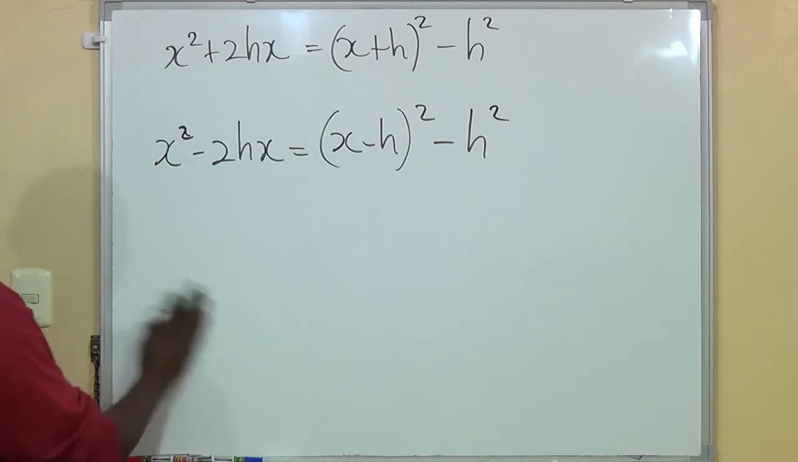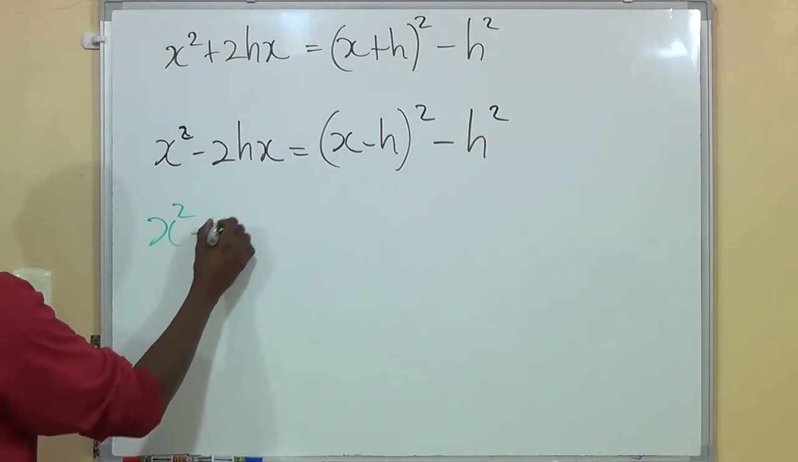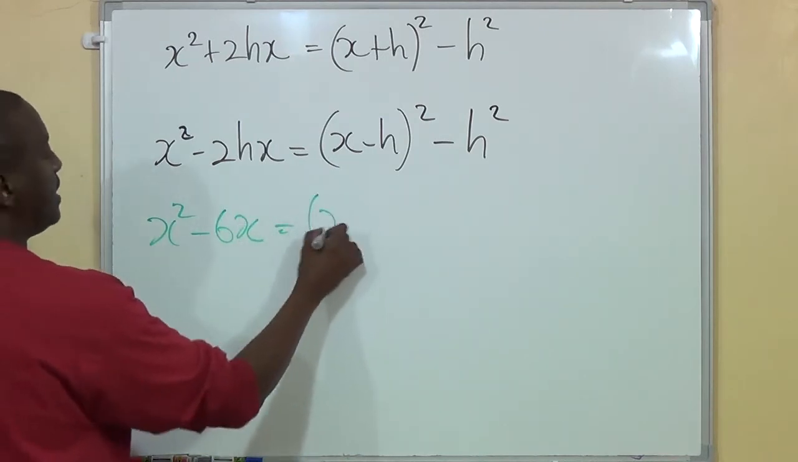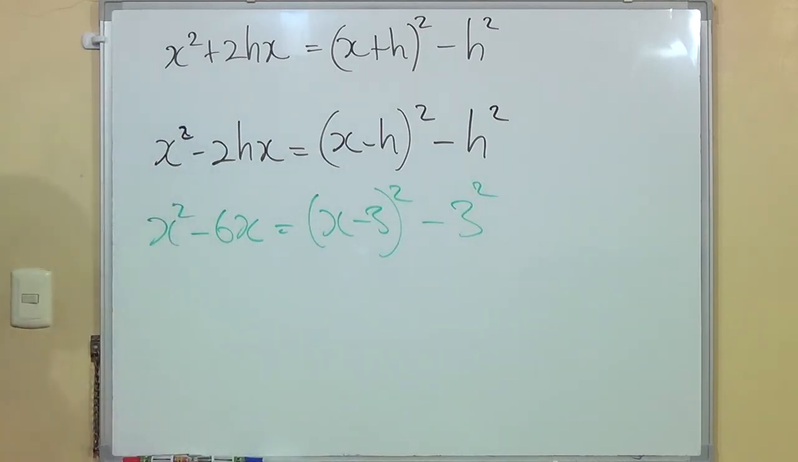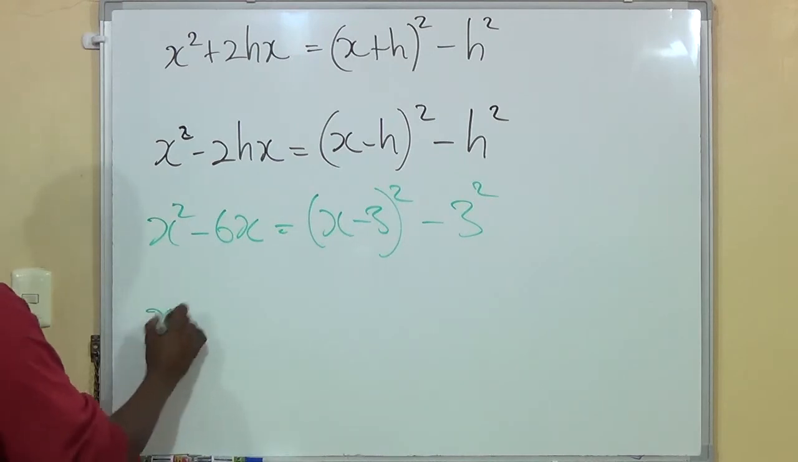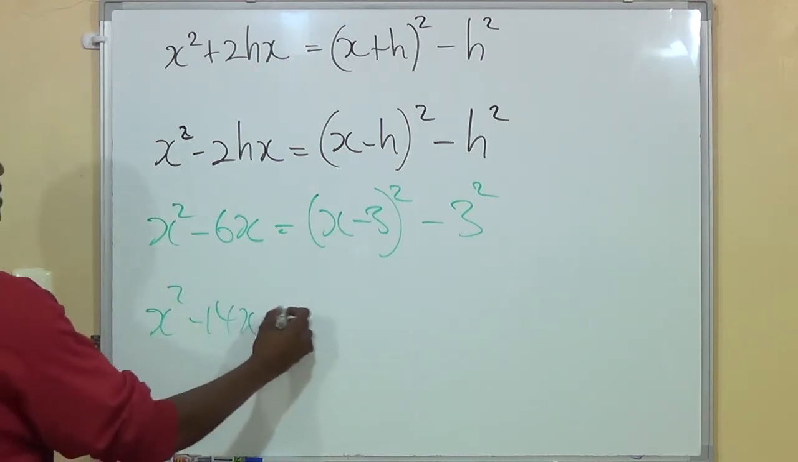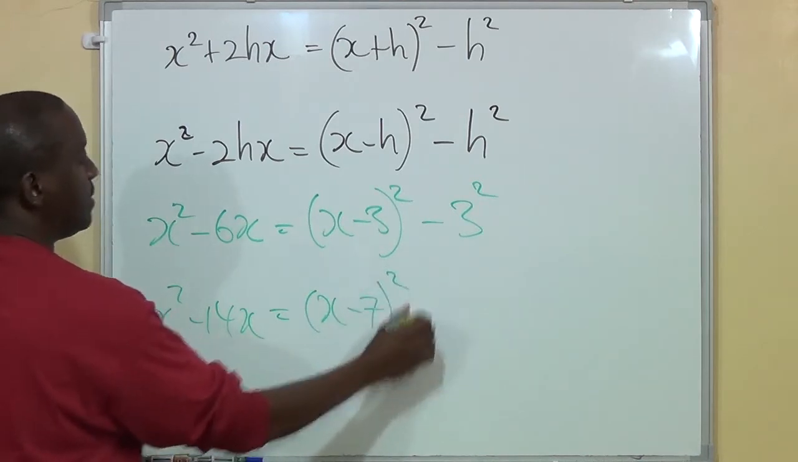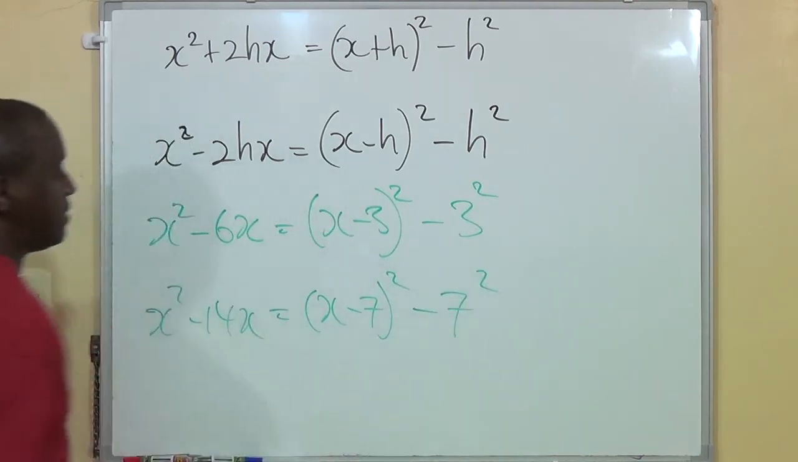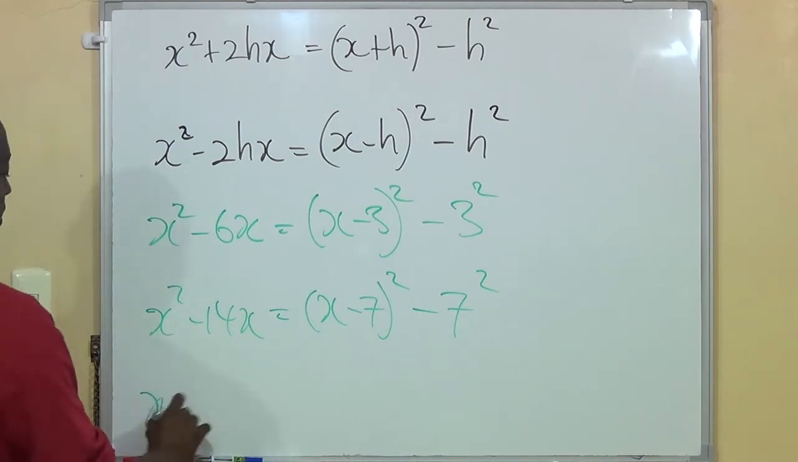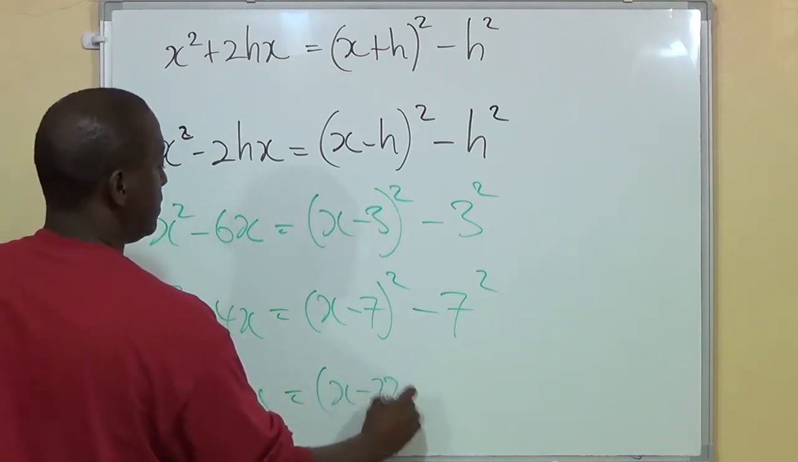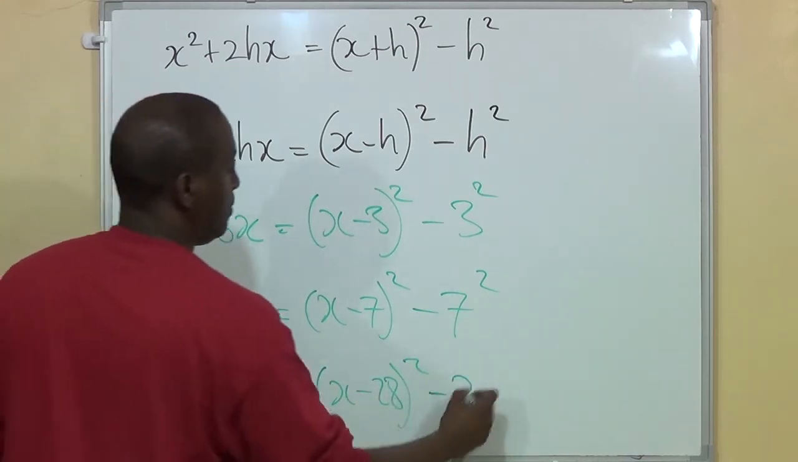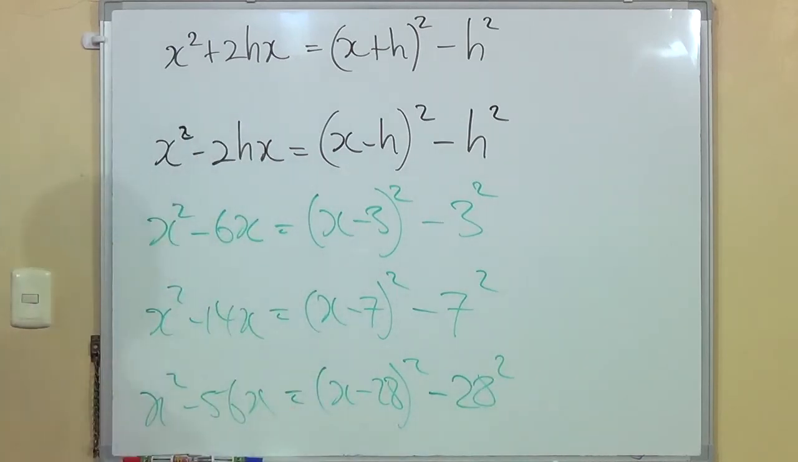I can say, therefore, that x squared minus 6x is the same thing as (x minus 3) squared minus 3 squared. I can say that x squared minus 14x is the same thing as (x minus 7) squared minus 7 squared. I can say that x squared minus 56x is the same thing as (x minus 28) all squared minus 28 squared. Right? Let me go and do some more again.